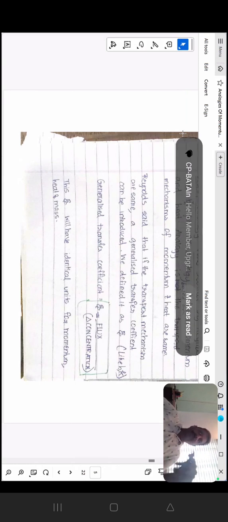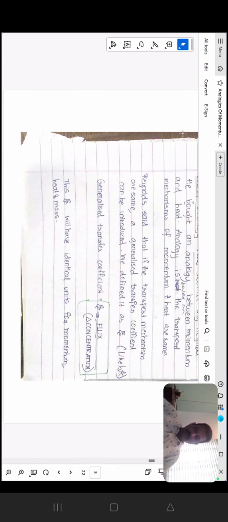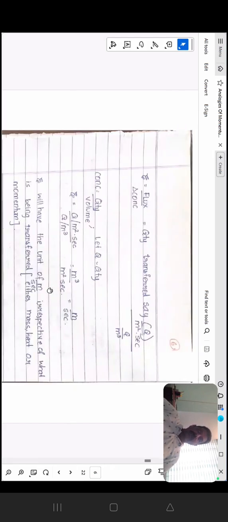Concentration, another point. In momentum transfer, the momentum concentration is rho into V. In heat transfer, rho CPT. I mean in mass transfer, CA, concentration of a particular species. So this will have identical units for momentum, heat and mass. So eta is what? Flux divided by change in concentration. What is flux? Quantity of a substance per unit time per unit area. What is concentration? Q by meter cube.